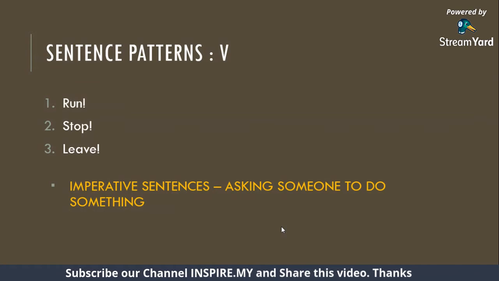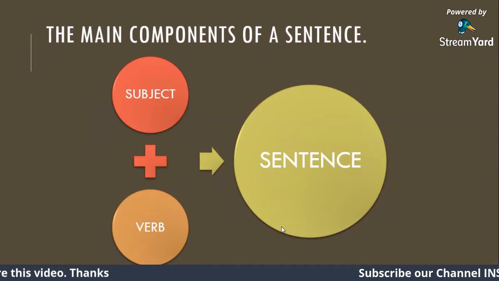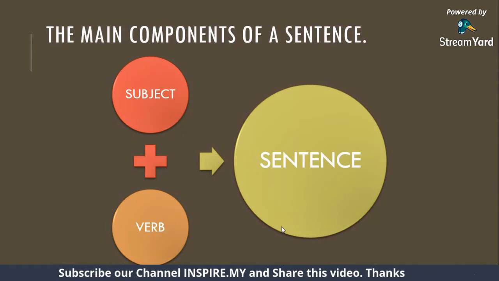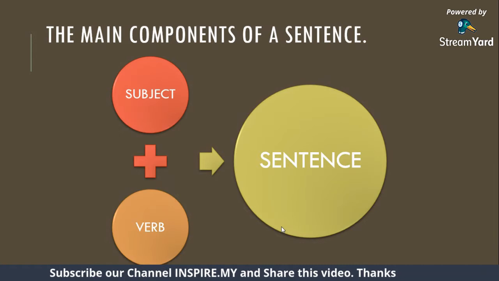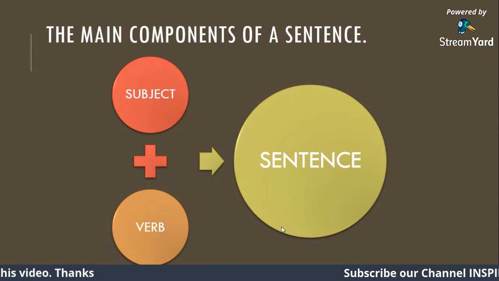But for UPSC level, you should know we have subject and verb, and this will make up your sentence. Why should we know this? Once we know what the main components are, we can expand our sentences with those components, which I will show later on.